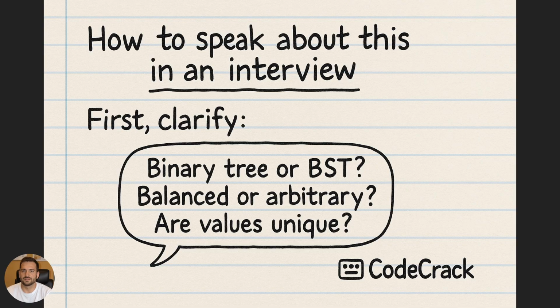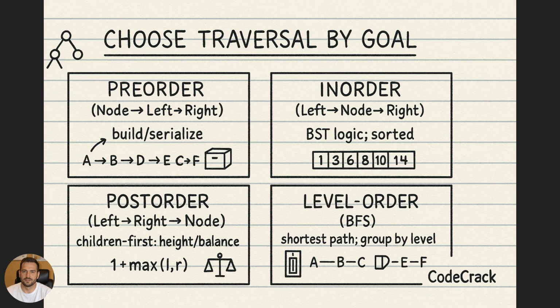How to speak about this in an interview. First, clarify. Binary tree or BST? Balanced or arbitrary? Are values unique? Second, choose the traversal that fits the goal. Preorder for building or serializing. Inorder for BST logic. Postorder for children-first results like height and balance. Level order for shortest path or level grouping.